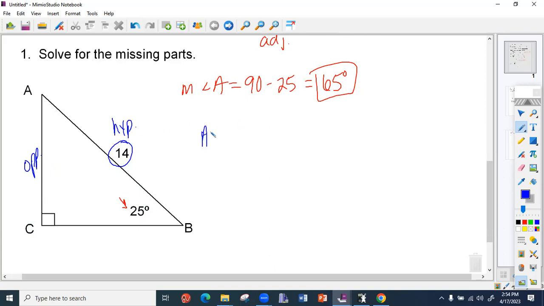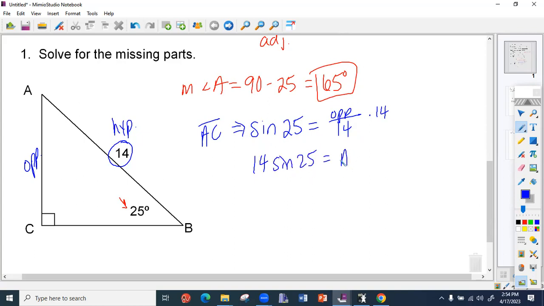So side AC equals the sine of 25, which equals opposite over hypotenuse. I'm going to write opposite over my hypotenuse, which is 14. If I'm looking for that opposite side, what do I need to do? I'm going to multiply both sides by 14. So I get 14 sine 25, and that's going to tell me the measure of AC.